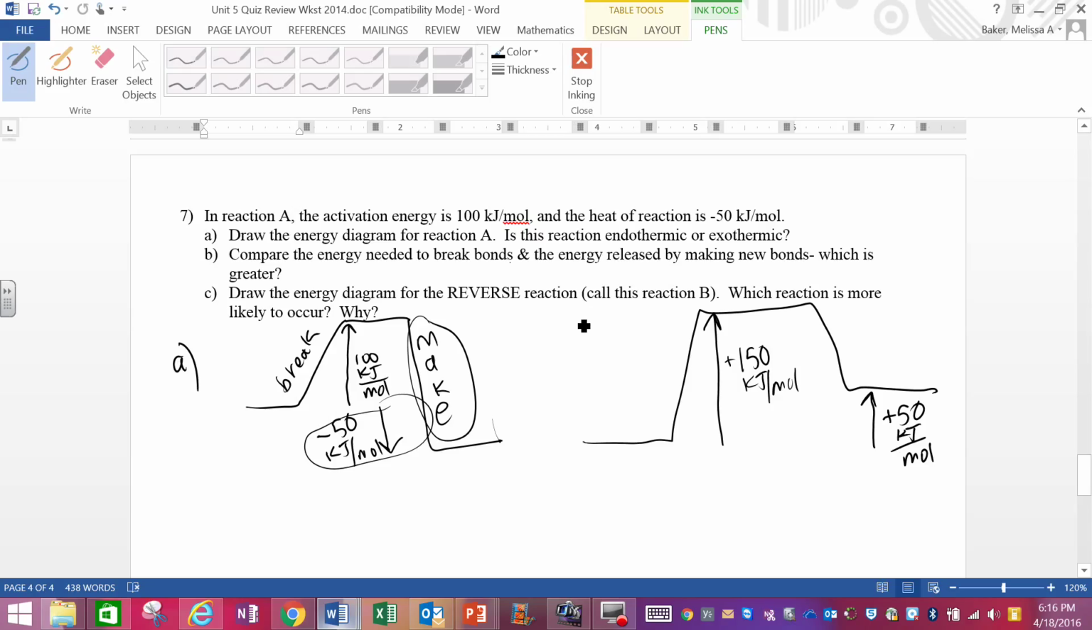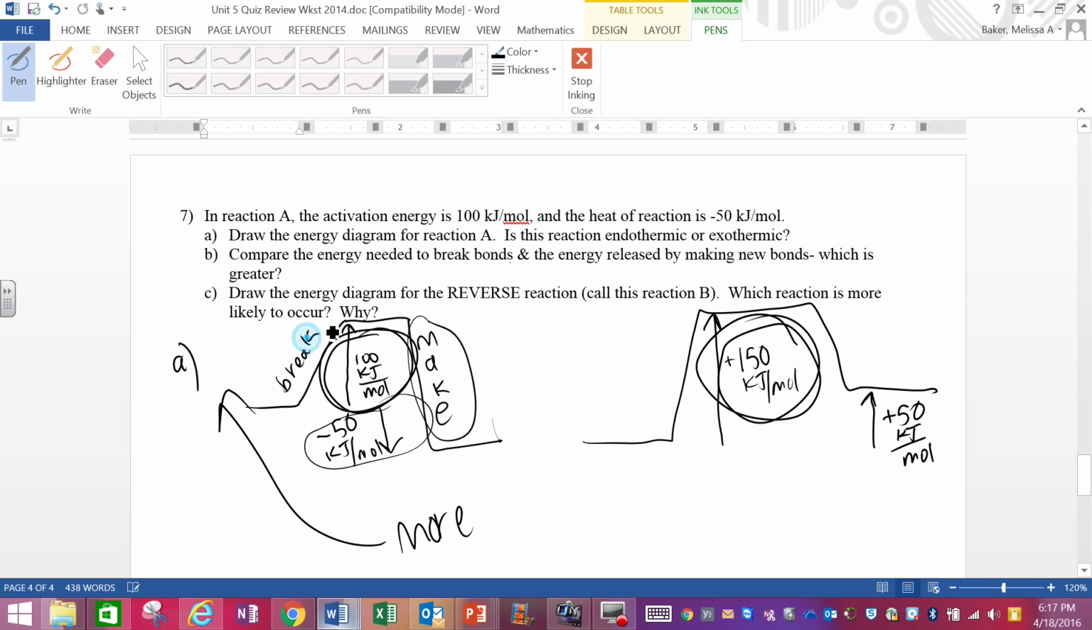Which reaction is more likely to occur? Well, reaction A requires 100 kilojoules per mole of reactants to get started. Reaction B requires 150. So reaction A is more likely to occur because it's got a smaller activation energy.